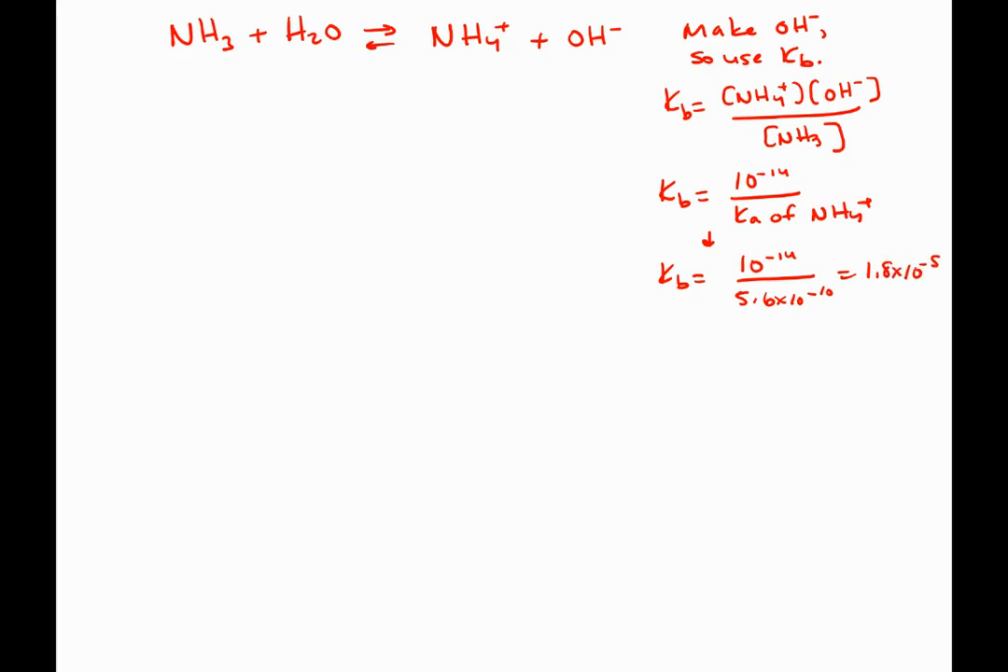Now, let's set up the rest of the ICE table. So make our initial, change, and equilibrium lines, and we're told that the initial concentration of NH3 is 0.2 molar.